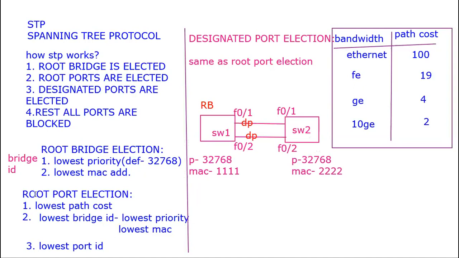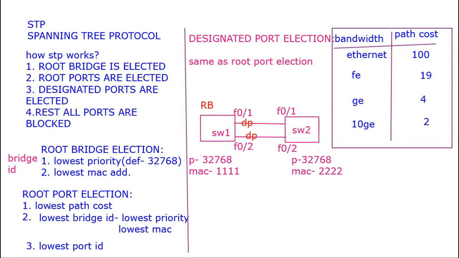Now the second step is root port election. Root port election is based on the lowest path cost. Root ports are always on the non-root bridge only, not on the root bridge. On the other switches, there are root ports and only one root port is there on one switch. So on switch 2, there are 2 ports. Out of these 2, one will be root port, one will be blocked port, because one has to block to become backup. Fine. So first the root port election will be done.